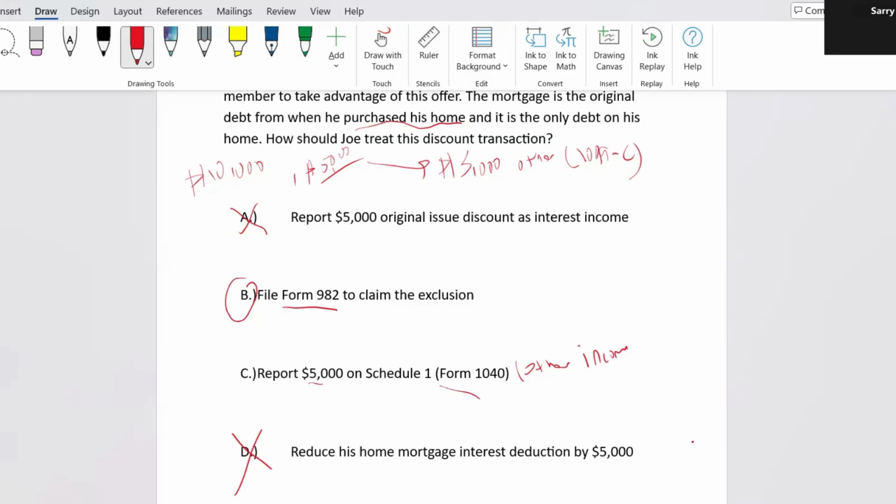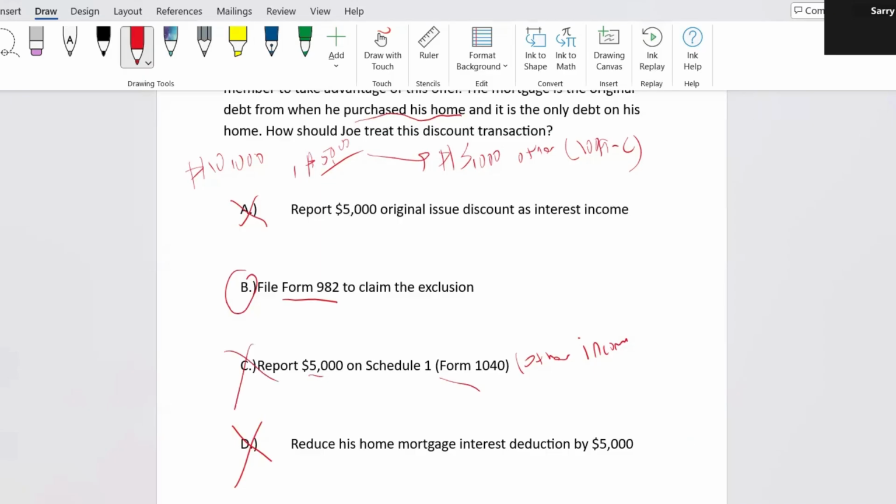But that's not the case here because this is a personal residence, so we eliminate that one. And the right answer is option B.